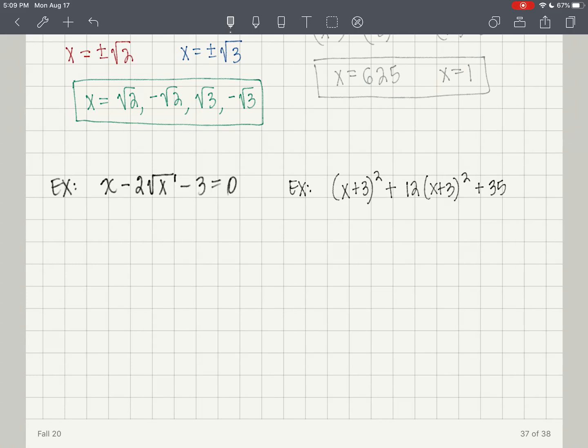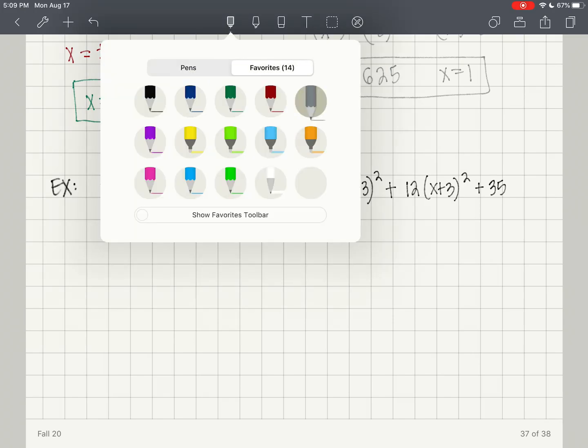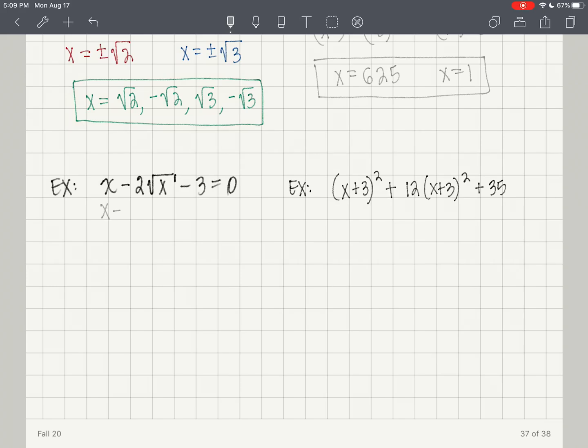Okay, we've got two more problems that I want to show you. We've got x minus 2 times the square root of x minus 3. Remember that the square root is just the same thing as the 1/2 power. So this is quadratic in nature. So what do I multiply to get back to x? X to the 1/2 times x to the 1/2 is x to the first power.